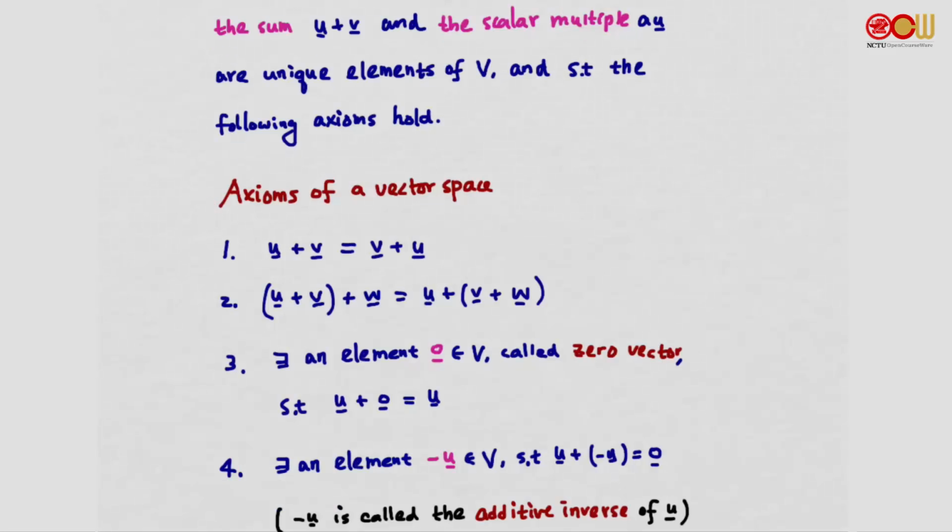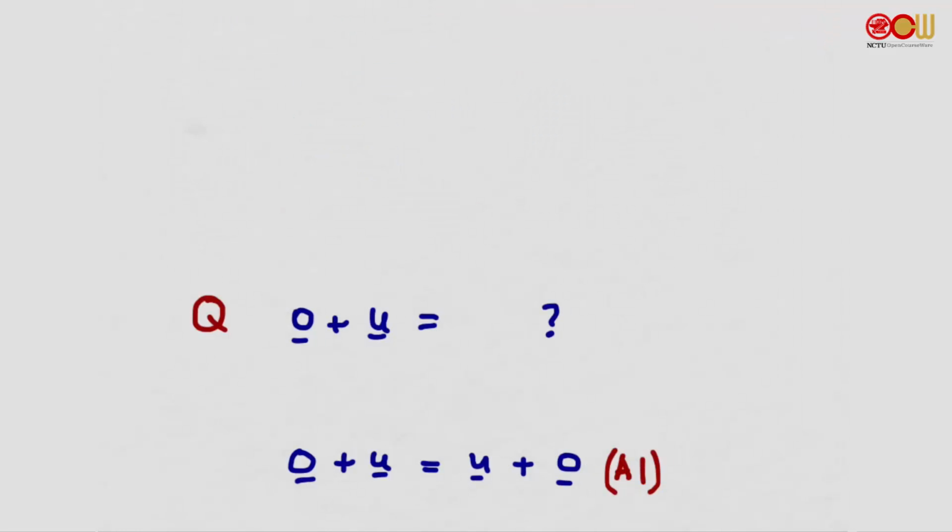Can we make it equal to u plus 0? Which axiom may help us? Which one of the axioms can help us to switch the order? This one can help us do that, right? By the first axiom, we can switch the order. 0 plus u is the same as u plus 0 by the first axiom.